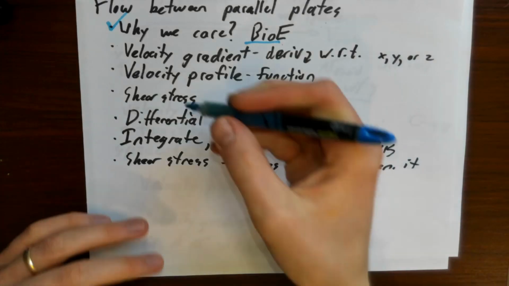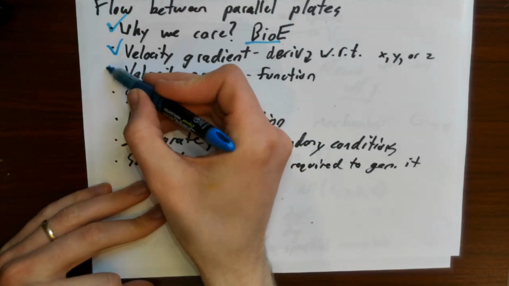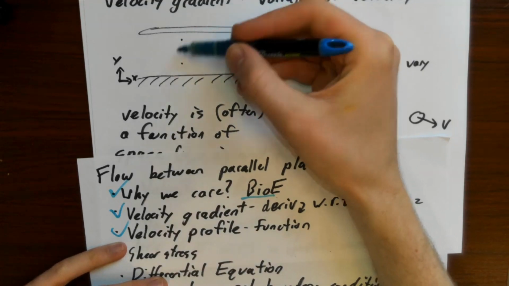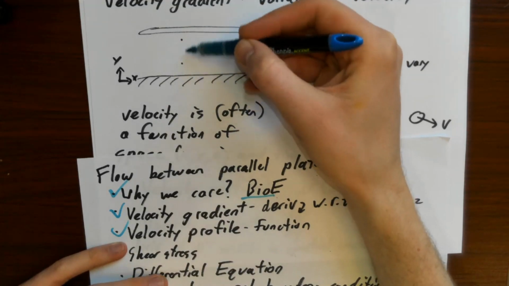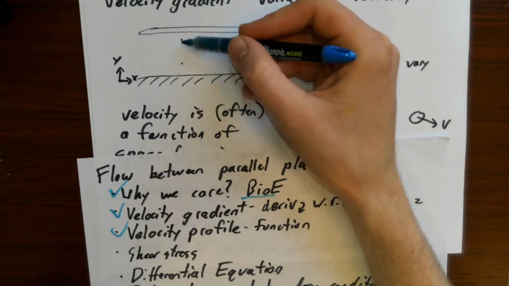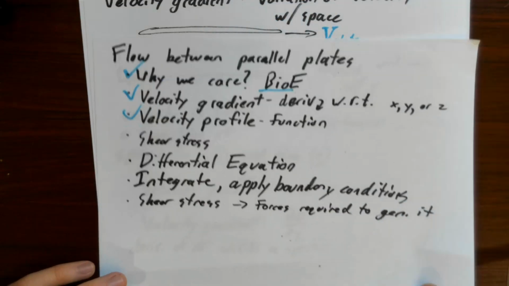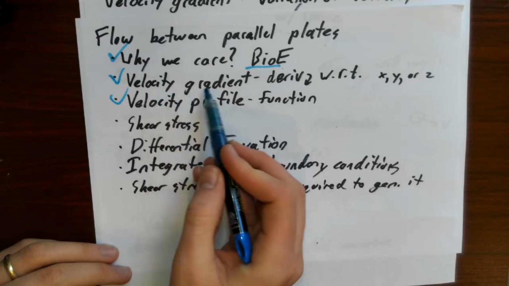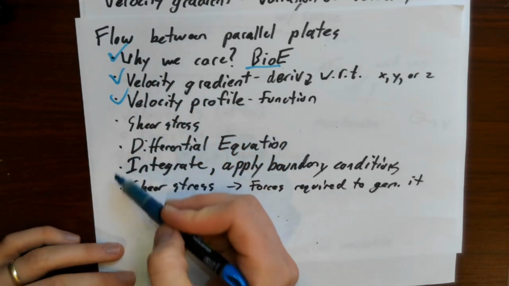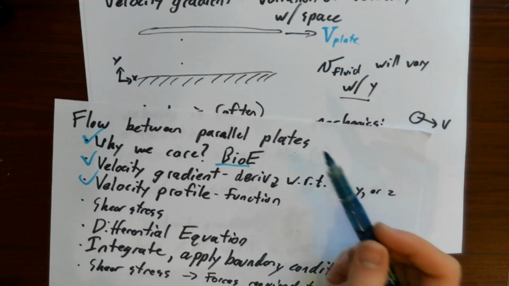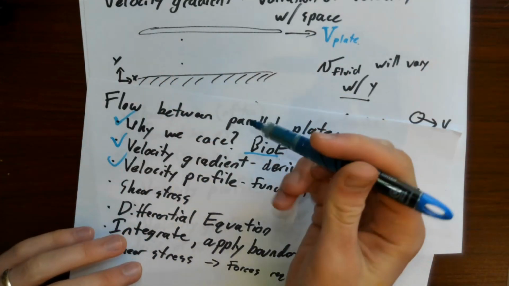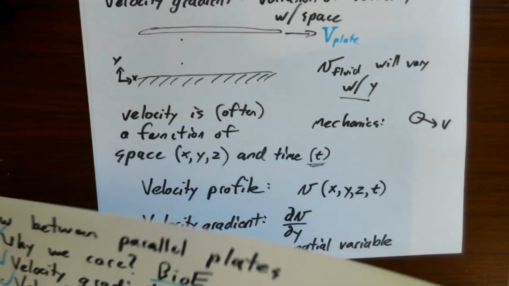So now that we've talked a little bit about velocity gradient, a little bit about velocity profile, and how we anticipate there being a velocity profile between these two plates and a velocity gradient, let's talk about why we might care about a velocity profile, why we might care about a velocity gradient, how that relates to shear stress and all this stuff. And why we might want to try to investigate or solve or figure out a function for this velocity profile.